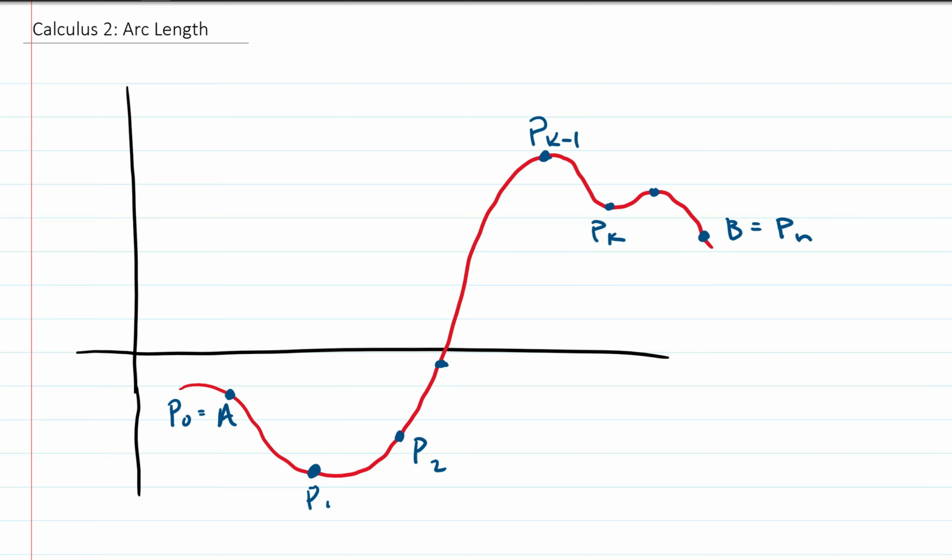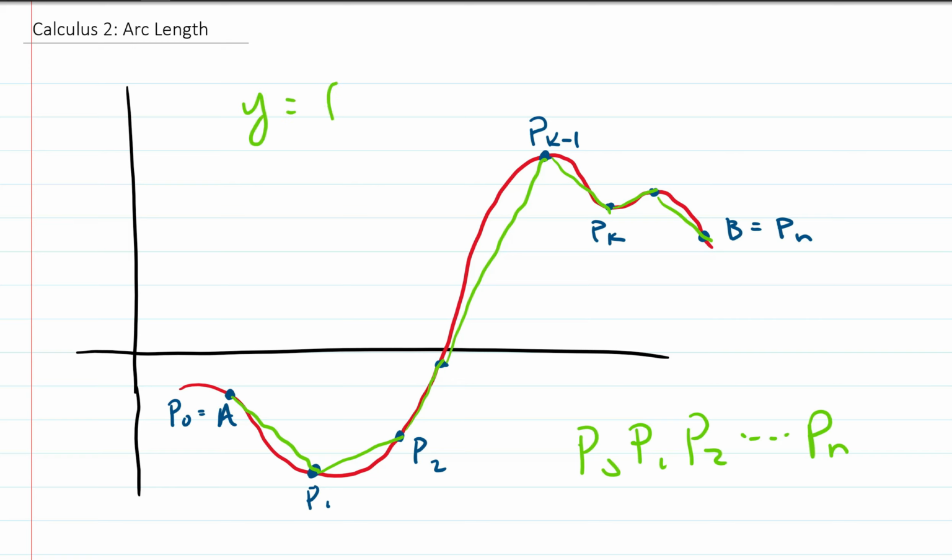All right, so if we want to find this arc length, the length of this curve, then we can go along this polygonal path from point to point. If we go along this polygonal path, where we have p sub 0, p sub 1, p sub 2, and so forth, then the length of that polygonal path approximates the length of the curve y equals f of x, whatever it is, from point A to B.